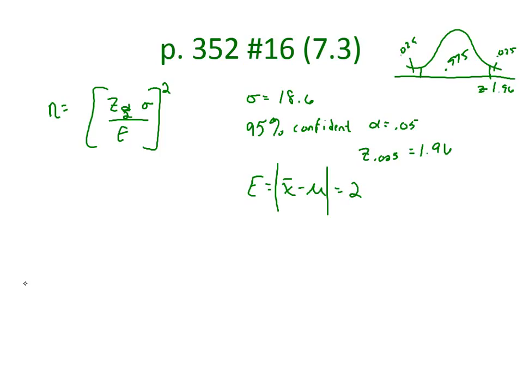So when I put that into this problem, we're going to take the 1.96 times the 18.6, divide that by 2, and square that whole thing. Don't forget the square. That's probably the most common mistake in this problem, that you ignore that little detail. And so when you do all that arithmetic and square it, what do you get?